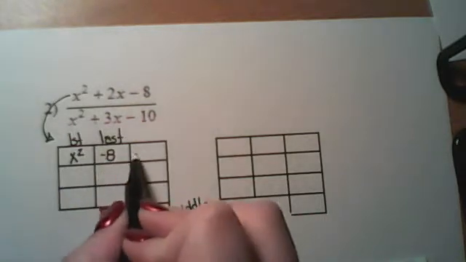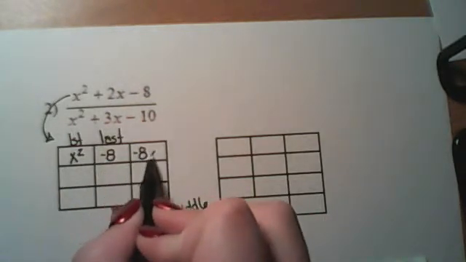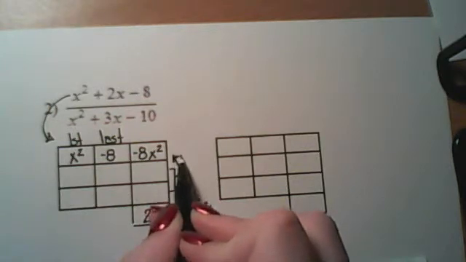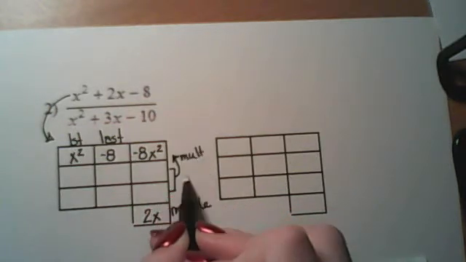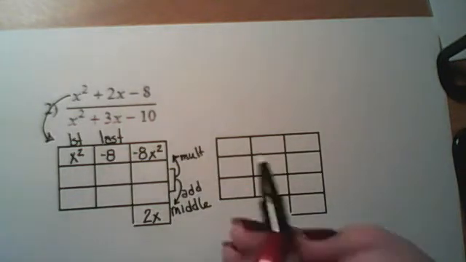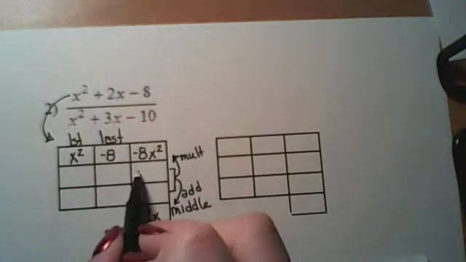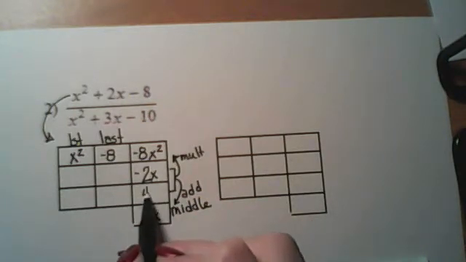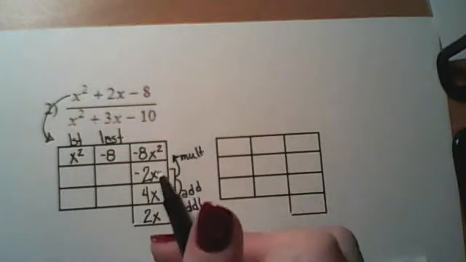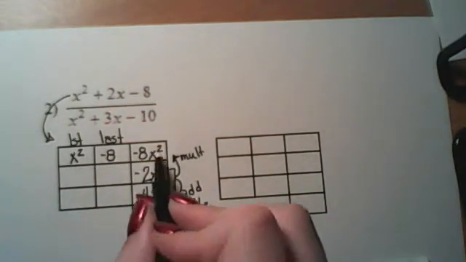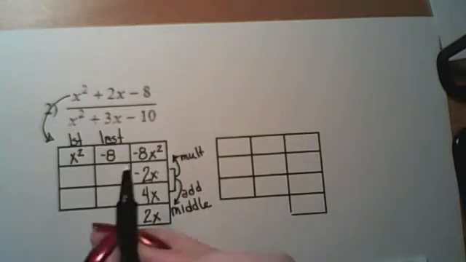So we get x squared times negative 8 is negative 8x squared. Now I need to come up with two numbers that multiply to give me that top number and then add to give me this number down here. So for negative 8x squared, I'm going to use negative 2x and positive 4x. Negative 2x plus 4x is 2x, and 4x times negative 2x is negative 8x squared.